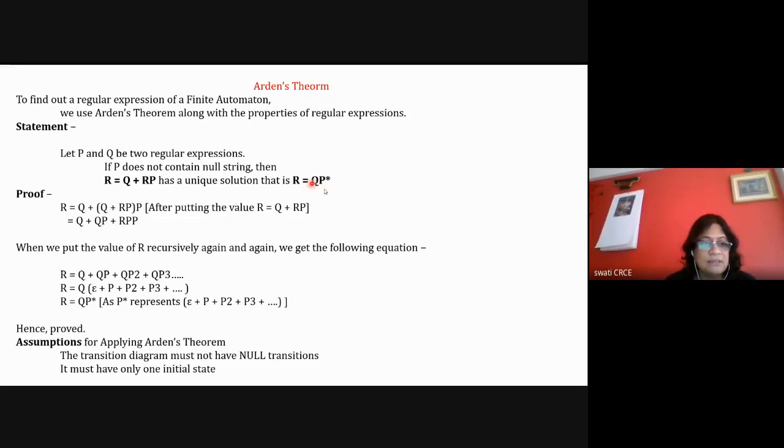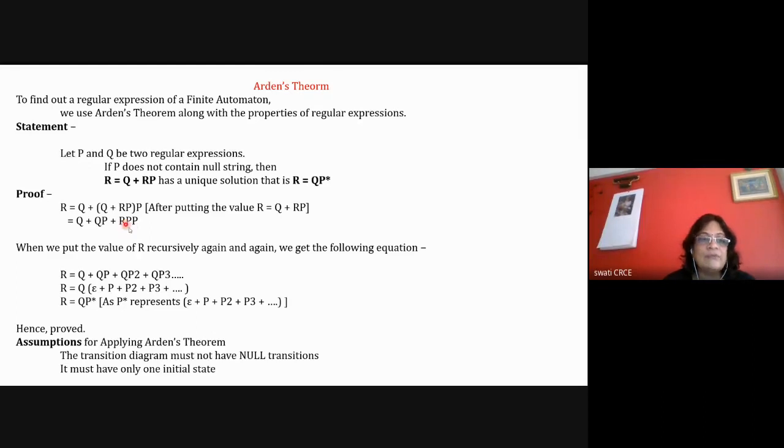Now, why is the proof here? Why can we do that? Because there is some recursion. R is expressed in terms of R. So I'm writing R is equal to Q plus RP. For this R, I'll replace the value of R, which is nothing but Q plus RP. So what I'm getting now is Q plus QP plus RPP.